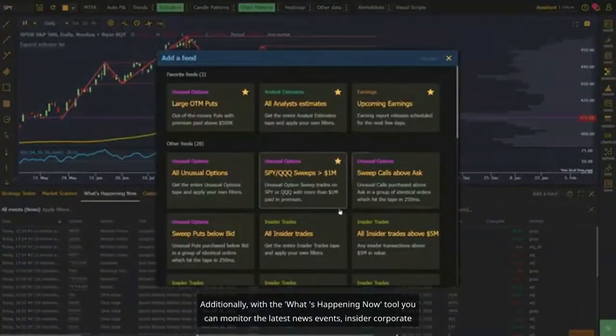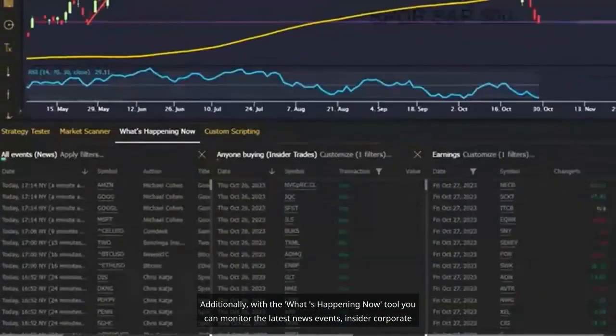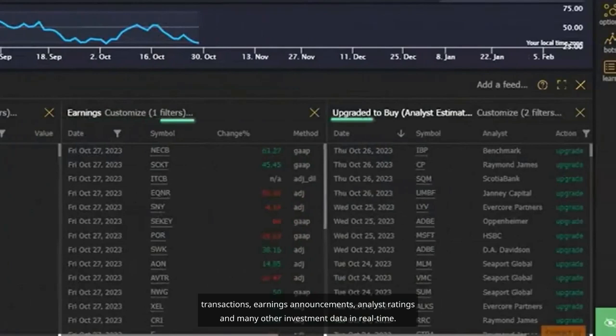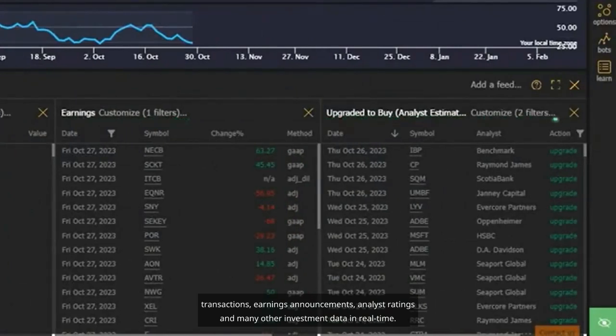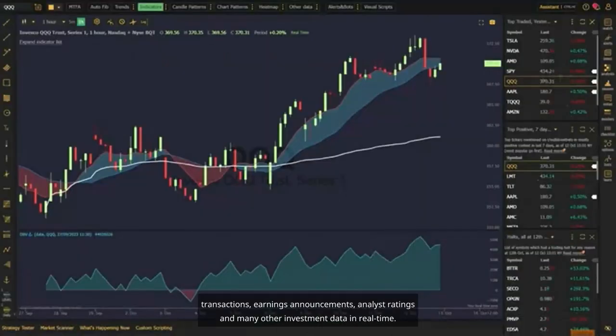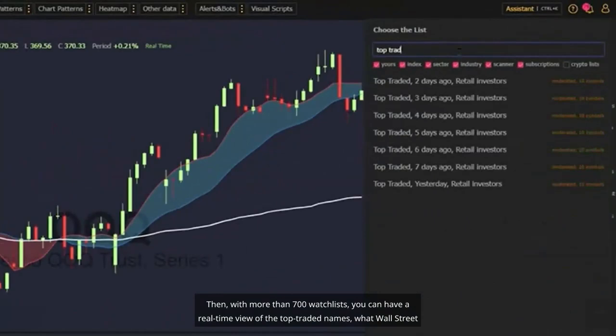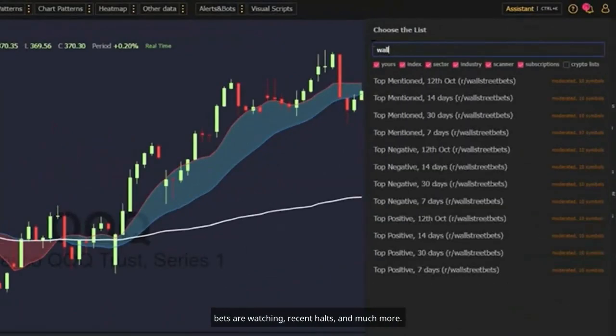Additionally, with the What's Happening Now tool, you can monitor the latest news events, insider corporate transactions, earnings announcements, analyst ratings, and many other investment data in real time. Then, with more than 700 watch lists, you can have a real-time view of the top traded names, what Wall Street bets are watching, recent halts, and much more.